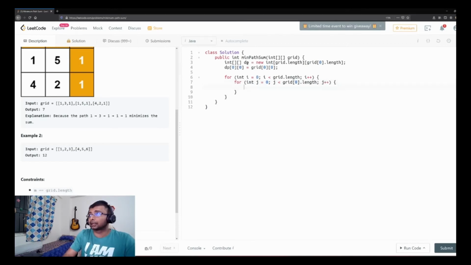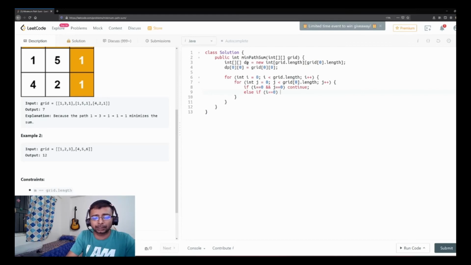Now, since we have already processed the 0th row and 0th column, I would remove that. So if i equals 0 and j equals 0, then we don't need to do anything because we have already filled it up, right? Now we have talked about two of the cases, for when the row is 0 and when the column is 0. Those two cases we also need to handle.